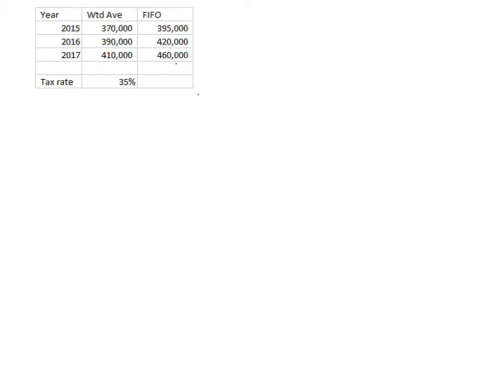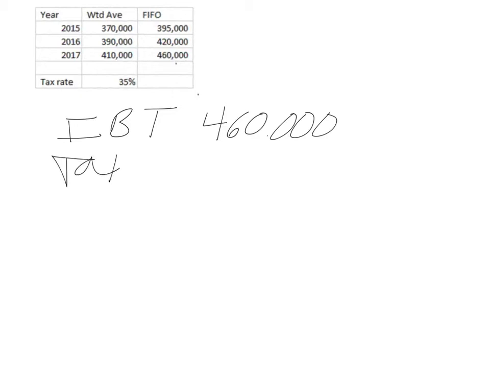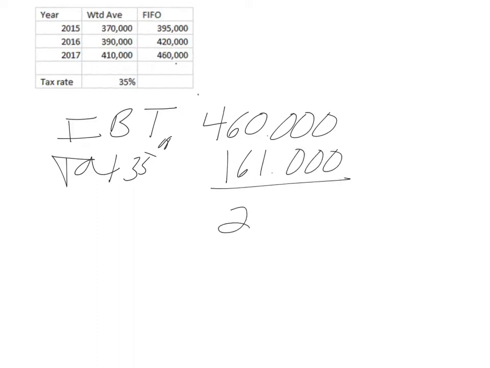And here's the pre-tax information. Now remember, this is pre-tax information. And then you're told the tax rate's 35%. So the first question is, what is the net income assuming that tax rate? Well, if you just start with your income before tax of $460,000, and then you calculate your tax at your 35% of that, which is $161,000, you end up with net income of $299,000.